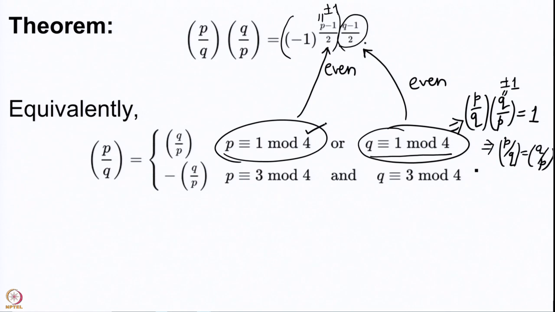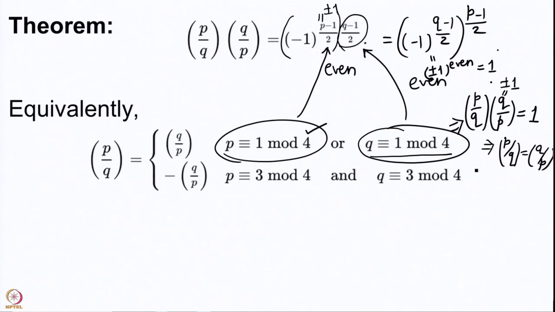Similarly, whenever P is congruent to 1 mod 4, we get the same result, because then we would consider minus 1 to the power (Q minus 1)/2, and to this we put the power (P minus 1)/2. So this number inside is plus or minus 1. This to an even power will give us 1, and then we are back to this part. So whenever P or Q, any one of them, is congruent to 1 mod 4, then you can switch the places without worrying.